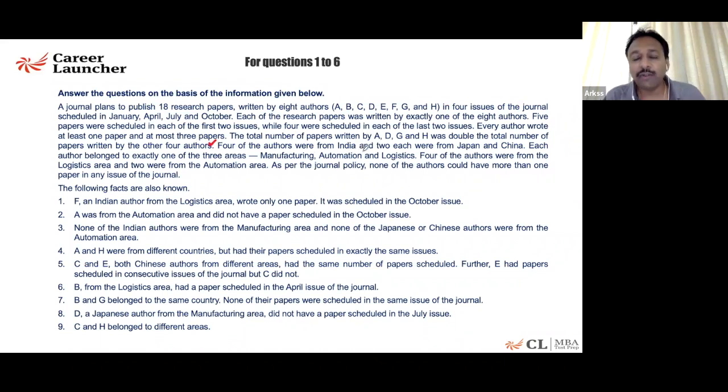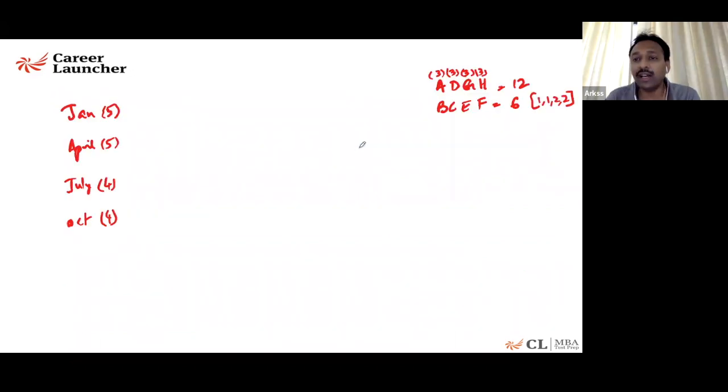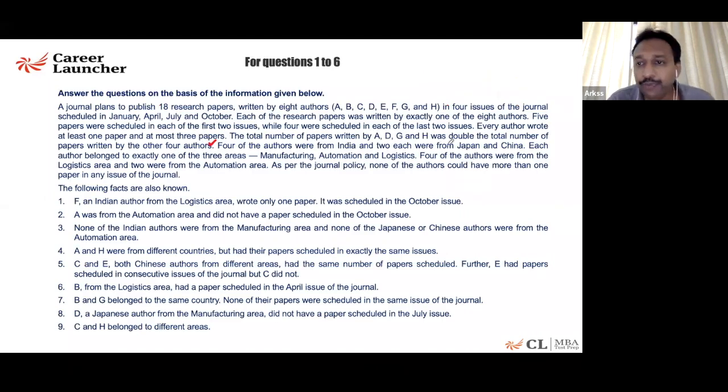4 of the authors were from India, 2 from Japan and 2 from China. Okay, now this is India. There are 4 of them. I don't know who. Japan and China, 2 and 2. It's a little tricky, but we'll figure out who is where. Each author belonged to exactly one of the 3 areas. This is what makes it really complicated actually.